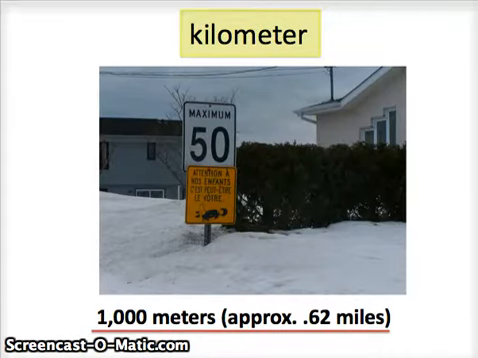Kilometer. From the roots kilo meaning thousand and meter meaning measure. Go ahead and highlight those. It is a noun, make a note. And it means 1,000 meters, approximately 0.62 miles. In Canada, the speed limits are posted in kilometers.